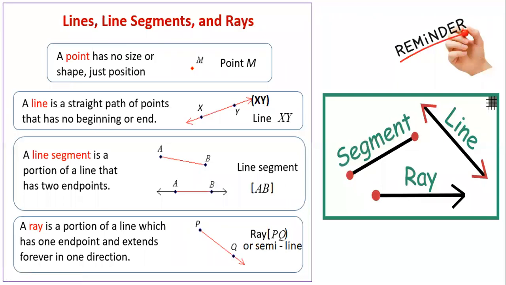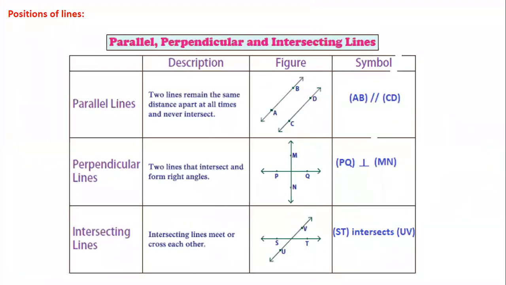No. Okay. Now I want to ask Aya. Hi, Aya. Can you tell me, Aya, if I have two straight lines, how can these straight lines be with respect to each other? Or what is the position of these lines with respect to each other? How many positions of lines do we have? Parallel, two. What are they? Parallel and?